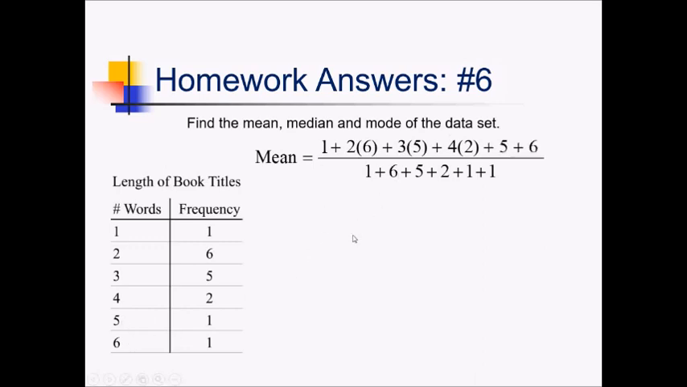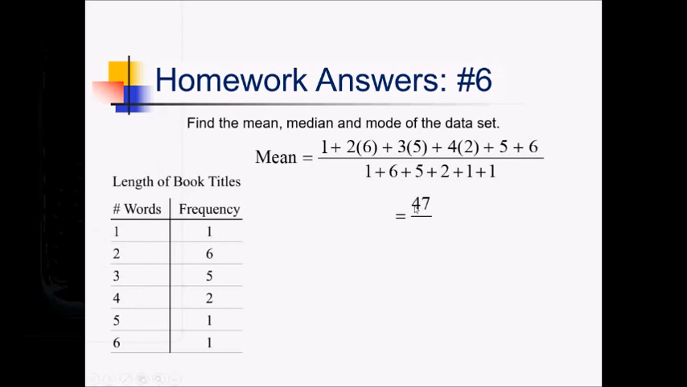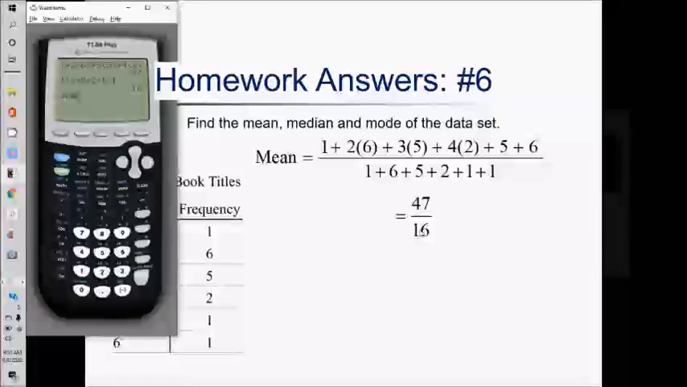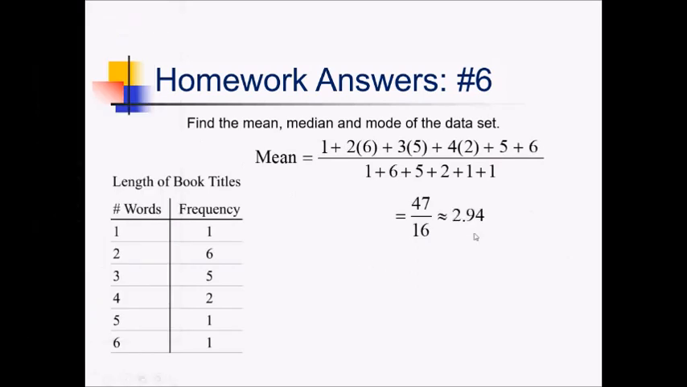All right, let's figure out what we have in the numerator and the denominator. So for the numerator, it looks like if I plug all that stuff in, I've got 47. And now for the denominator, plug that stuff in, that's going to come out to 16. So that's a total of 47 over 16. And going back to the calculator, 47 divided by 16 gives me approximately 2.94 if I round to the nearest hundredth. Okay, so the book titles, there's an average of 2.94 words in the title.